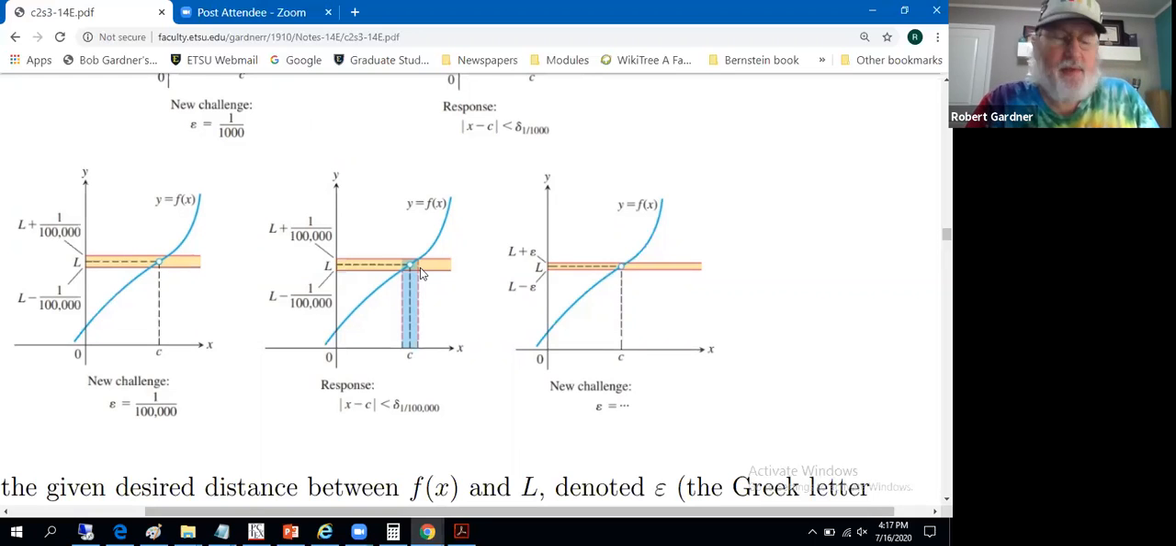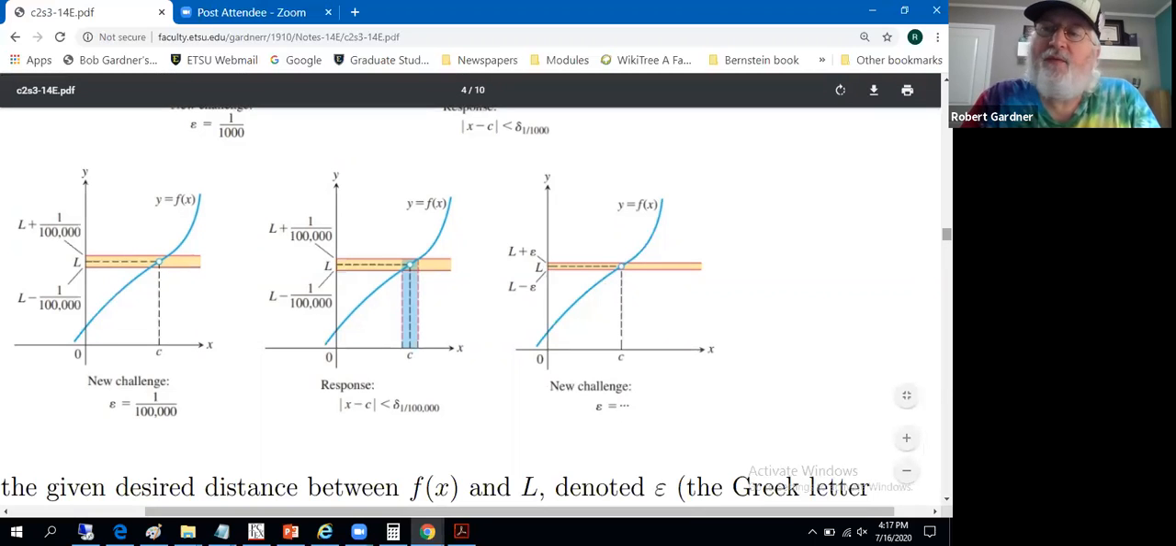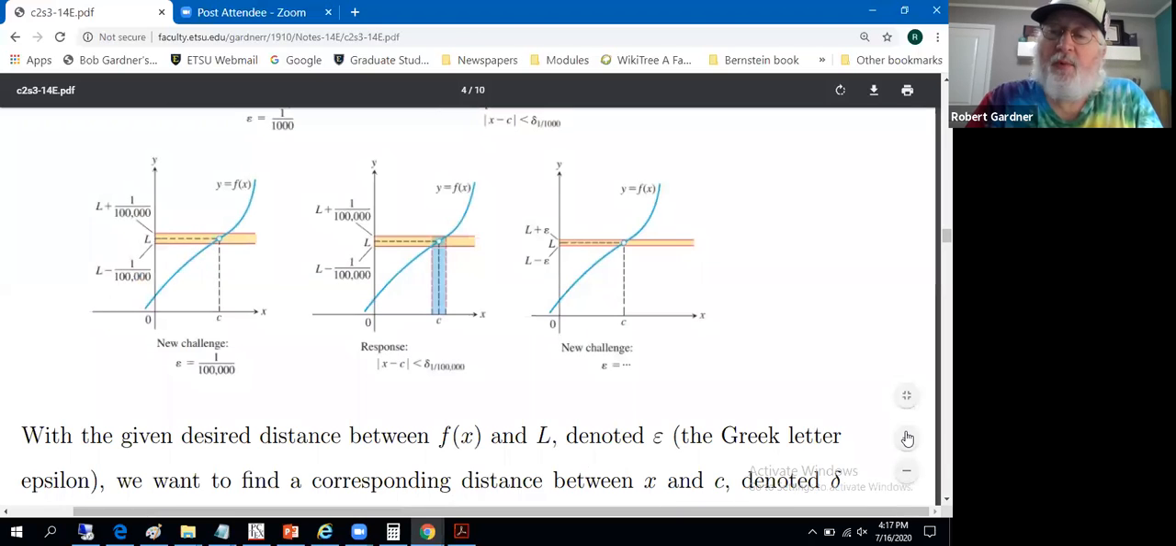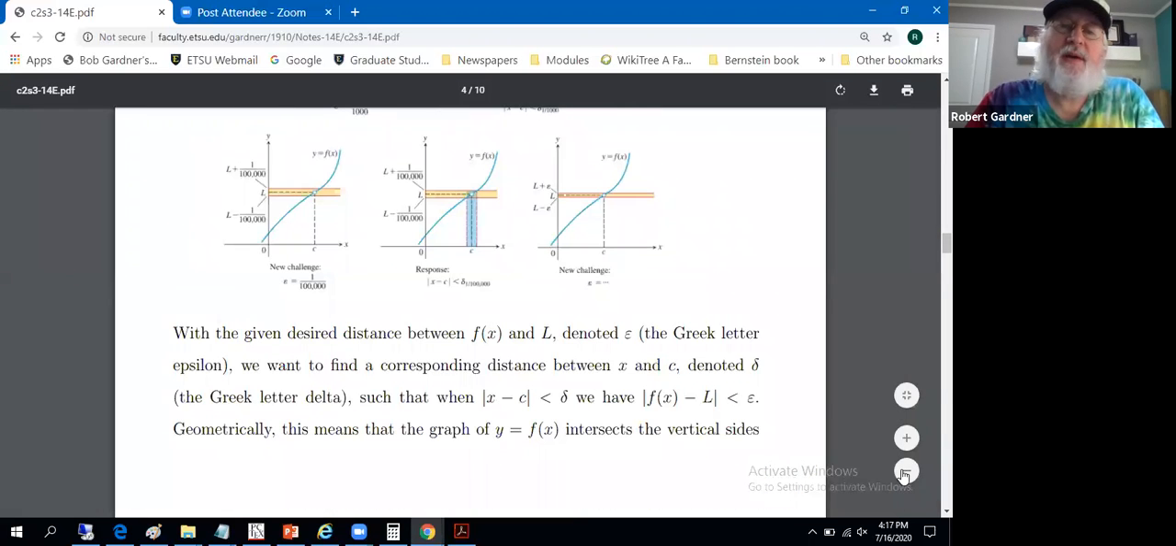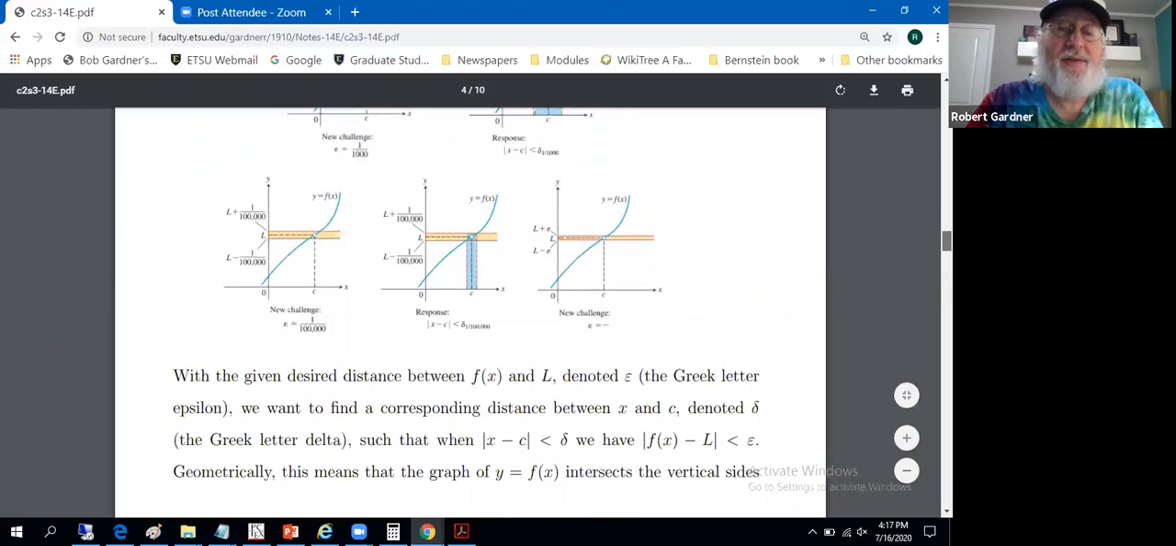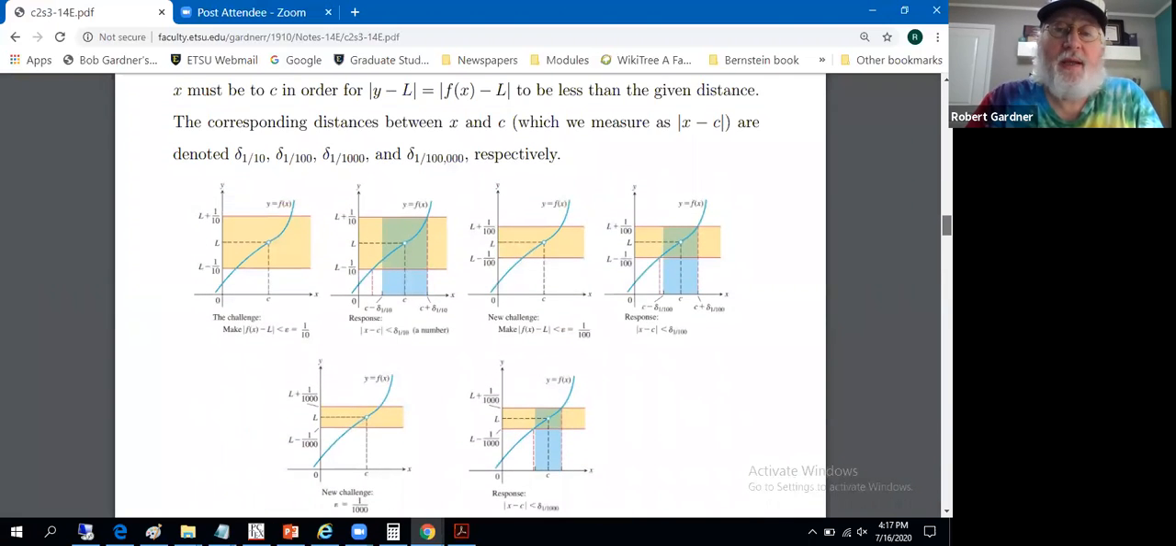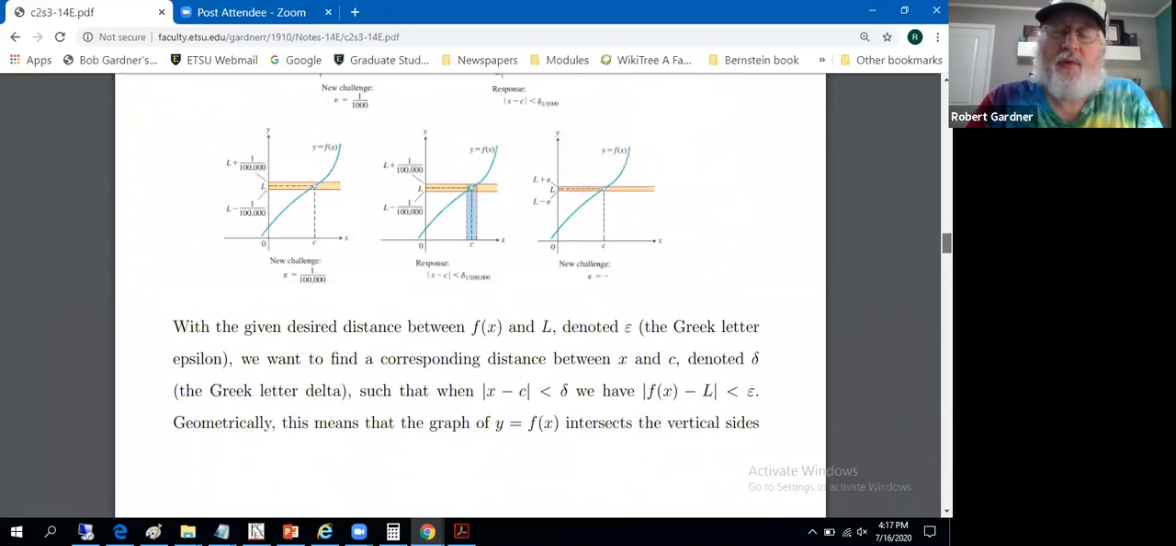It describes the graphs correctly when limits exist. And the book describes it as a challenge. Okay, suppose they gave you a little distance epsilon. Then how close would you have to make x to C in order that the graph of the curve lies inside the horizontal band for the corresponding input values? And we've illustrated that for several distances: 1/10th, 1/100th, 1/1000th, and so forth. All the pictures look the same.